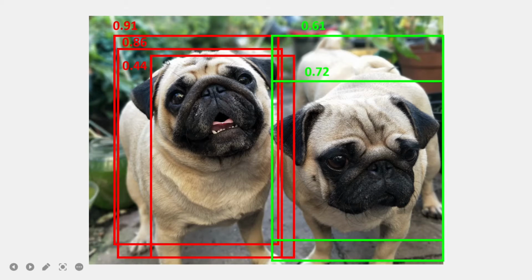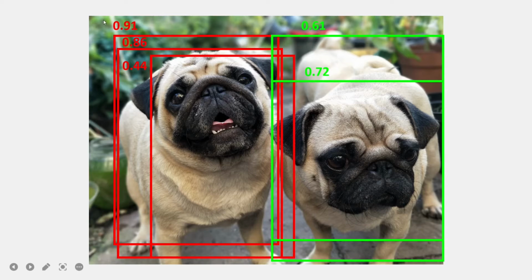It has 3. Now we can see that there is only one dog over here and it is being predicted by 3 of them. So how can we get the most important one? Now you would say get the highest scoring one, that is 0.91. You can see the scores are with each and every bounding box. The first bounding box is 0.91, the second one is 0.86, the third one is 0.44, and for the green ones, this bounding box has a score of 0.61 and this one is 0.72.